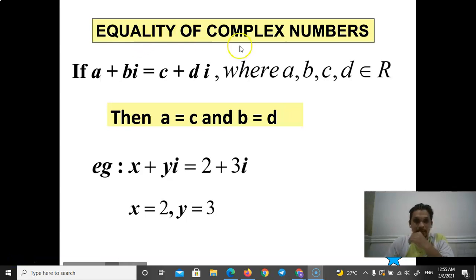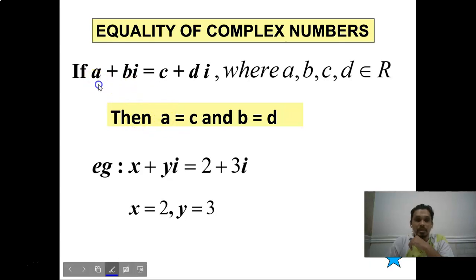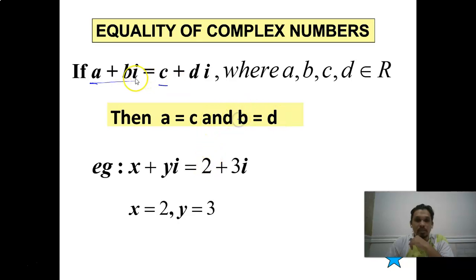So if A plus Bi equal to C plus Di, where A, B, C, and D are all elements of the real numbers, then A equals C, and B equals D, because B and D are the imaginary parts, the coefficients of i. So if x plus yi equal to 2 plus 3i, then compare: x equal to 2, y equal to 3.